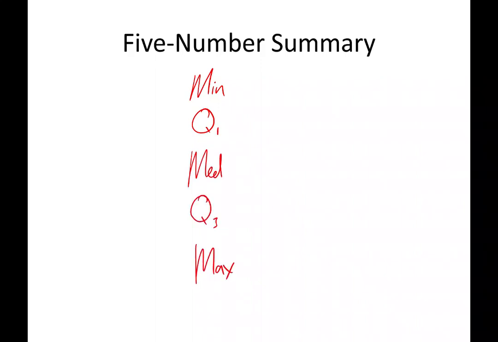Quartiles are also really useful. We put them together with the median and the min and the max to create what's called the 5-number summary. So we got the min, Q1, median, Q3, and the max. These create the 5-number summary, and this is a common set of numbers that we use to compare distributions.